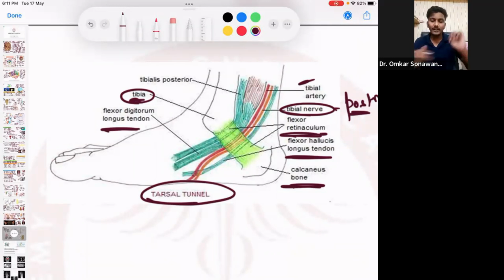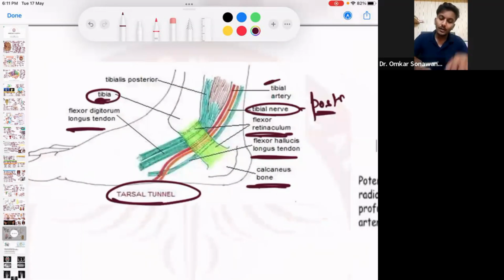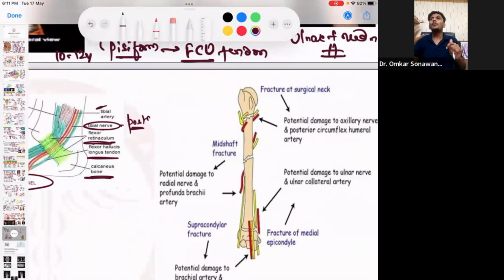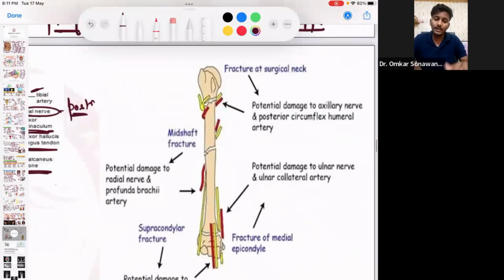कोई दिक्कत नहीं है इसमें. Grade 2 it is hallucis. ठीक है. In hand it is pollicis. In toe it is hallucis. Then if I talk about this, very important, ठीक है, topographical relations of the humerus and the nerves.